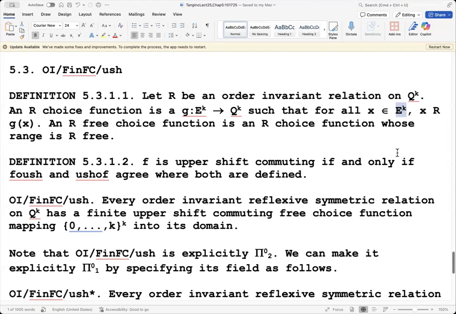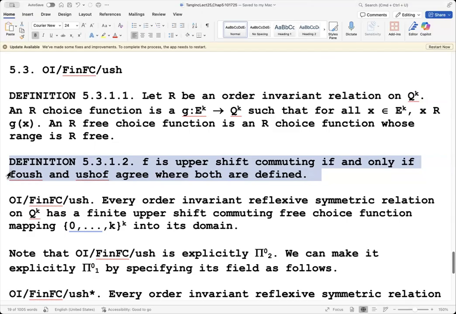Okay, but now how do you define upper shift commuting when you don't have things total? Well, my favorite way of doing this, I'm going to give some equivalent forms of this, but here's the one that's easiest to remember. You want to say that F circle upper shift equals upper shift circle F, but you can't quite do that. You can say that these two functions agree where both are defined.